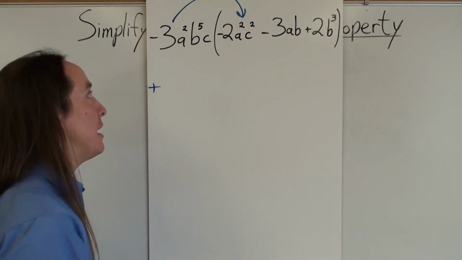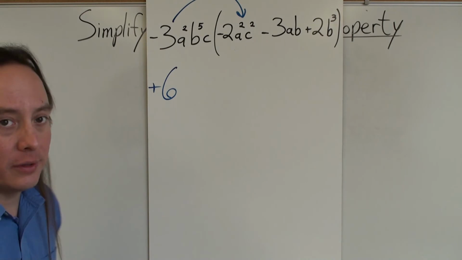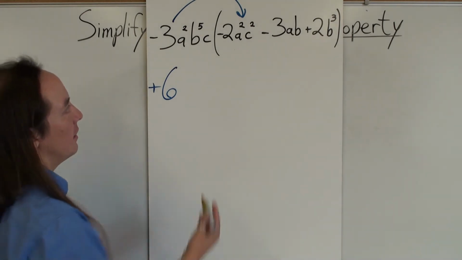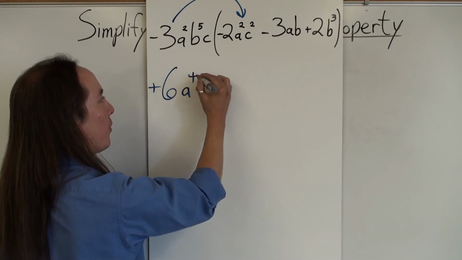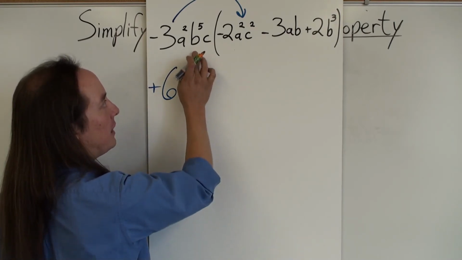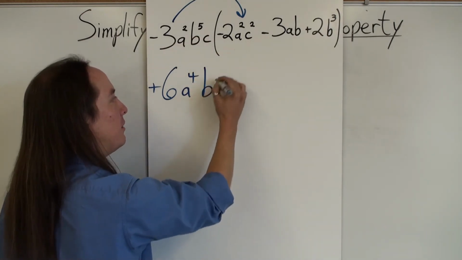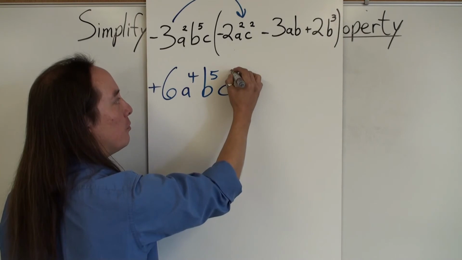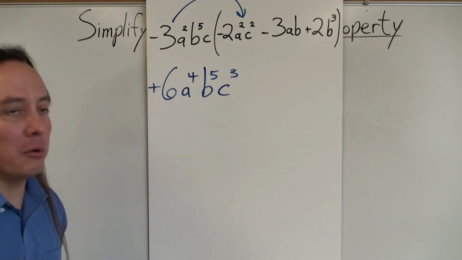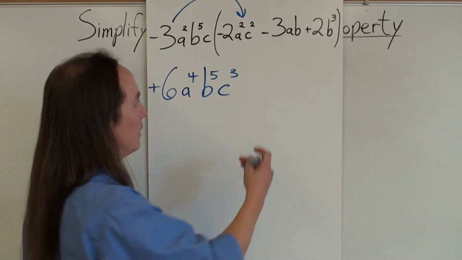Next would be the numbers. 3 times 2 is 6. And finally, we'll do the letters, right? The variables. A squared times a squared would be a to the 4th. B to the 5th, this one doesn't have a b, so I just bring down my b to the 5th. C times c squared is c cubed. Okay, remember, when we're multiplying variables and they have exponents, we just add the exponents.